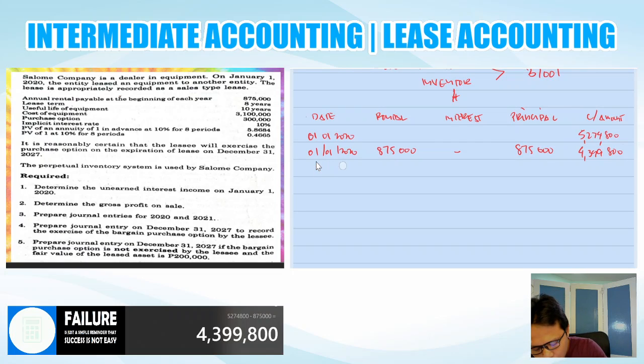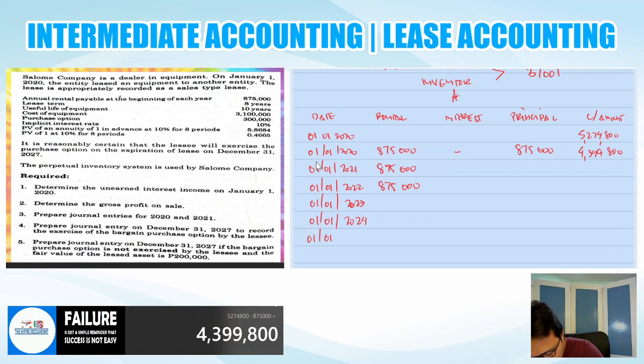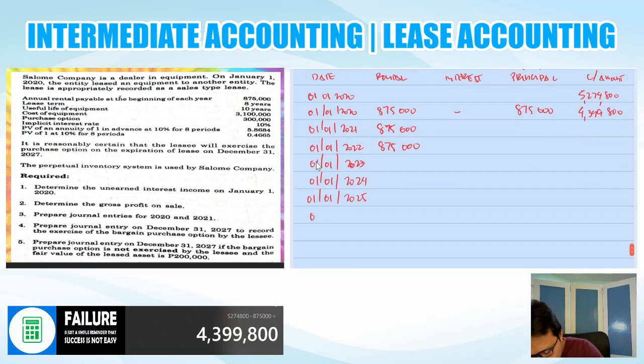Let's just continue per amortization schedule para hindi na lang siya mas mahaba, no? So, the next amortization schedule, this is January 1, 2021, di ba? Payment of 875,000. January 1, 2022, 875,000. 2023, 2024, 2025, 2026, 2027. So 875,000, 875,000, and so on. Okay?